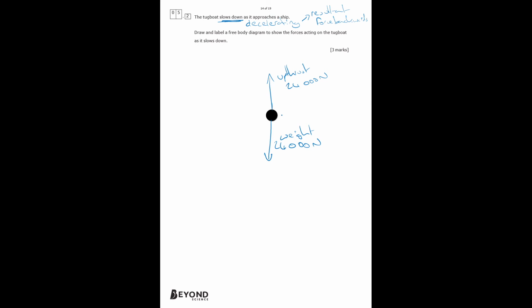What about horizontally now? Well, the key thing to recognise here is the tugboat is slowing down, it's decelerating. Therefore, we must have a resultant force in the backwards direction. So if this is my thrust going forward, my resultant force going backwards, my resistive forces, must be larger. I imagine they will allow you to have drag, water resistance or air resistance here rather than resistive forces.